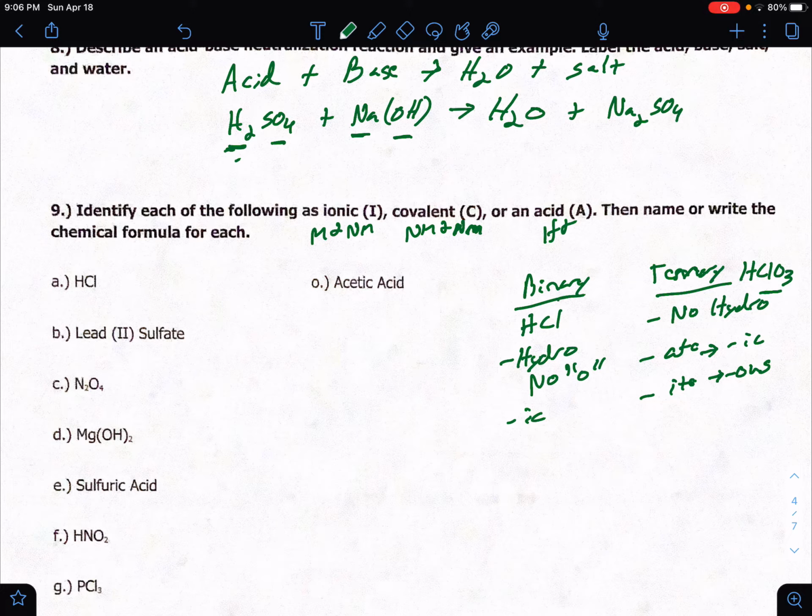I see HCl. So this is binary. So that means I'm going to use the term hydro. And now chlorine just becomes chloric. So this is hydrochloric acid.